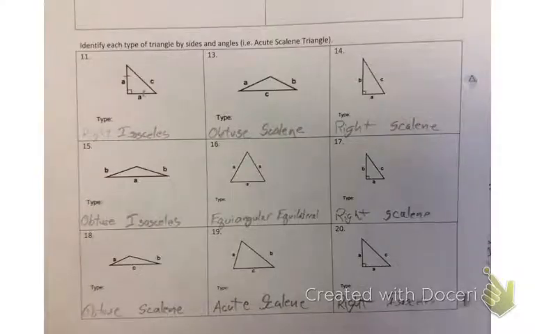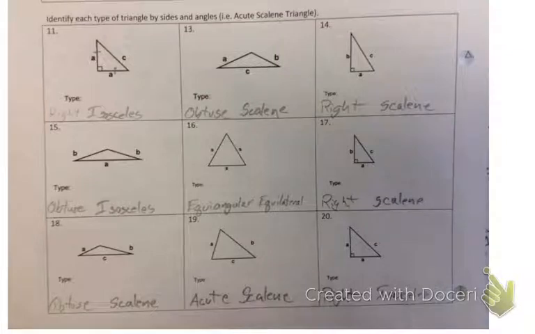Alright, take a look at all of mine. I have right isosceles because there's a right angle and two sides are the same. I have obtuse scalene. Obviously this is an obtuse angle. All my sides are different sizes. Right because there's a right angle. Scalene because all three of these are different sizes. Obtuse isosceles, obtuse angle. I have two sides that are the same because this is B and B.